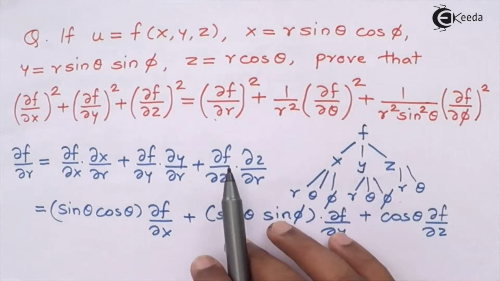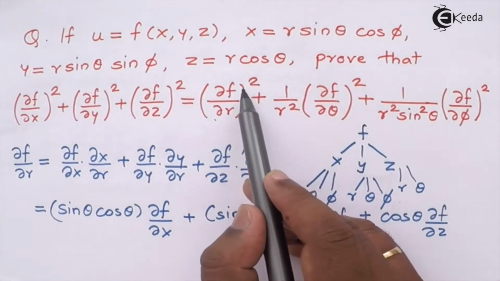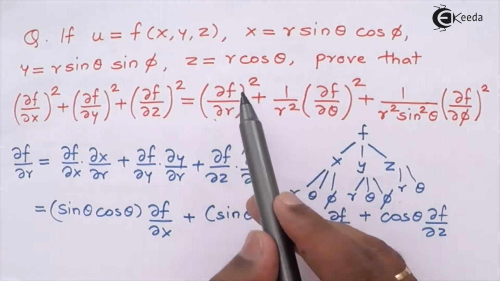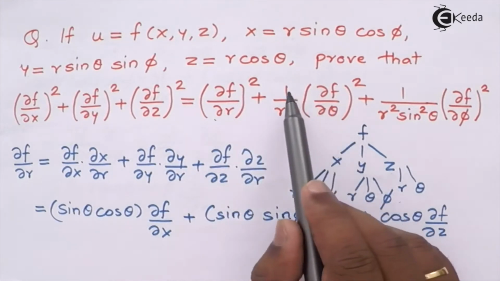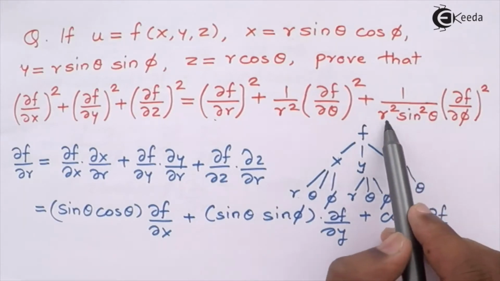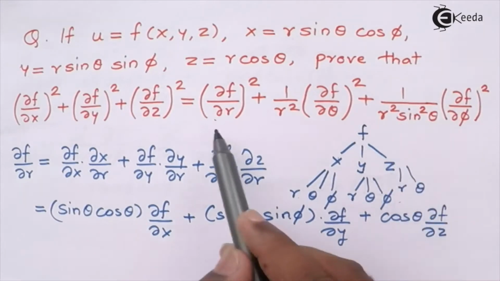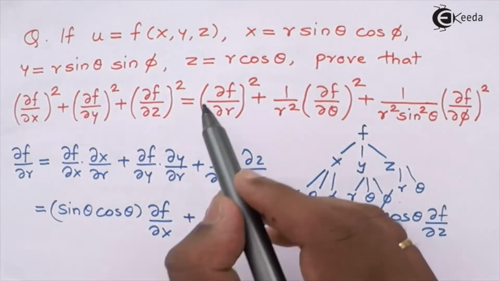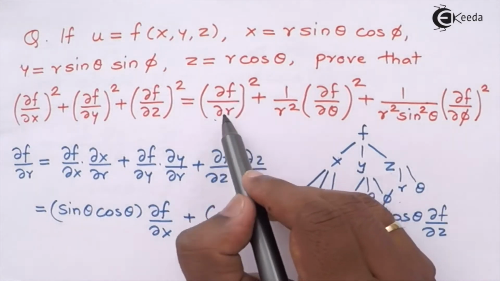Now the thing is, we have to square each and every term, and then for the second term we'll multiply it with 1 upon r square. To the third term we'll multiply with 1 upon r square sin square theta, and we'll find out the answer. So let's start. First of all, I'll square this del f by del r the whole square.